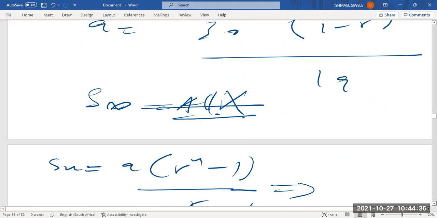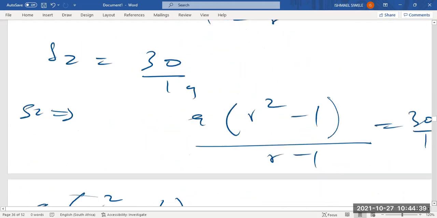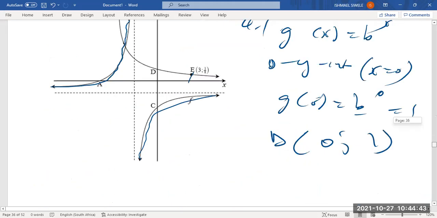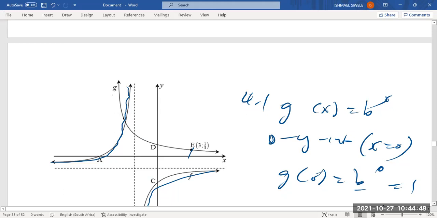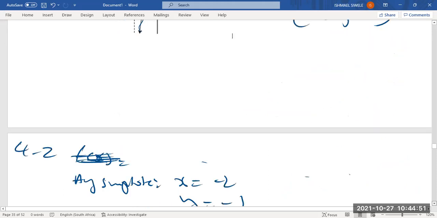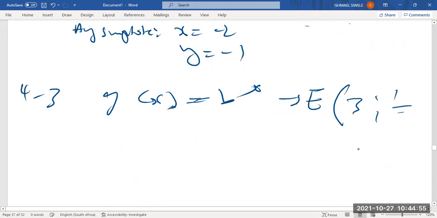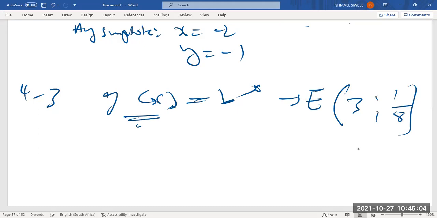Let me just check what we have. Point D is (3, 1/8), as you can see on the graph. Now let's see what happens if you substitute this. g of x is the same as y, so my y here is 1/8, and I have b exponent x, where x is 3.